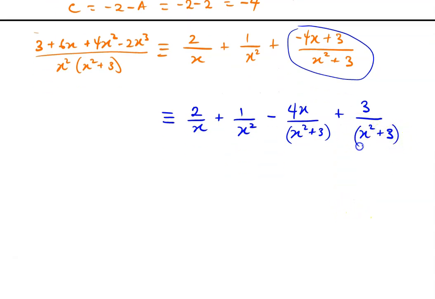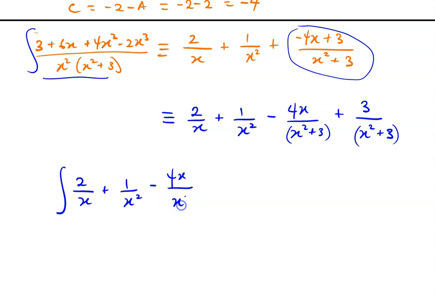So now, to find a solution, we need to find the integration. This was the question. We are finding integration of this. And since this left-hand side is equal to what's over here, we can also find the integration of 2 on x plus 1 on x squared minus 4x on x squared plus 3, plus 3 on x squared plus 3, all dx.